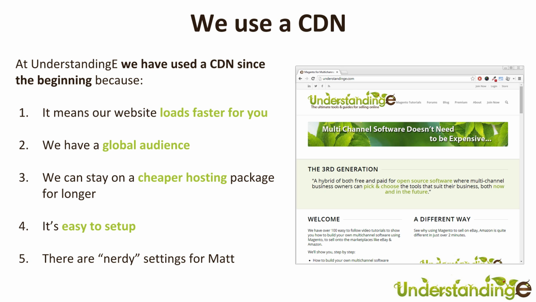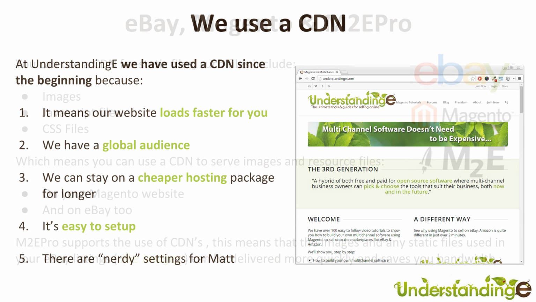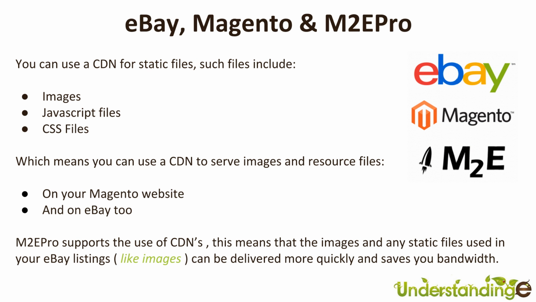Now, Dave, I also mentioned that there are some other benefits as well, and we get to this topic of eBay. When it comes to eBay, Magento, and M2E Pro, you can use the CDN for static files. Those files could be images, JavaScript files, and CSS files. And that means, Matt, that you can use a CDN to serve images and resource files, not only on your Magento website, but on eBay as well.